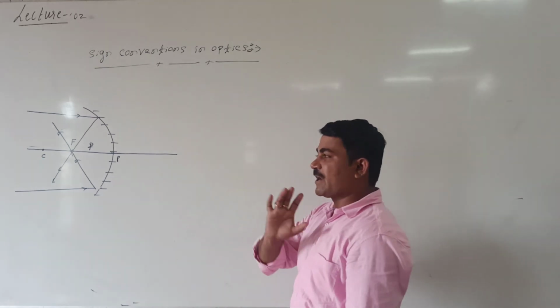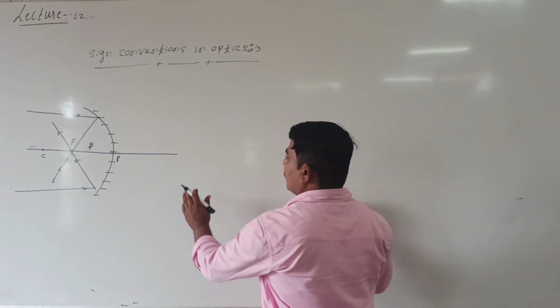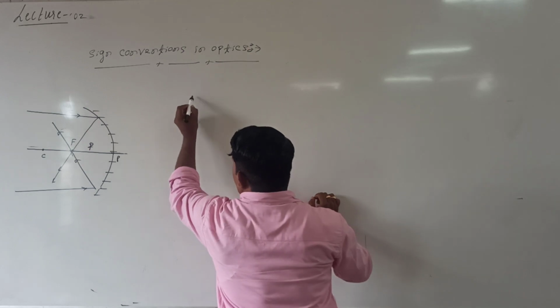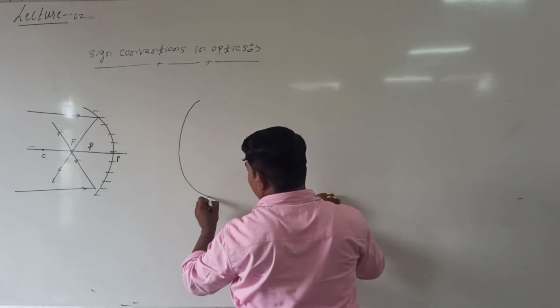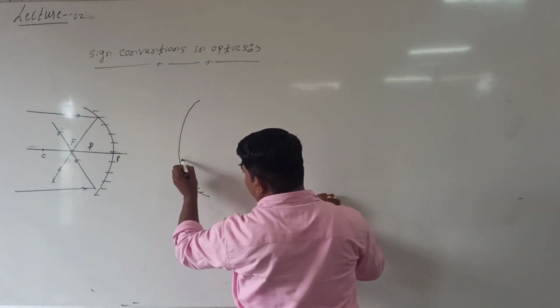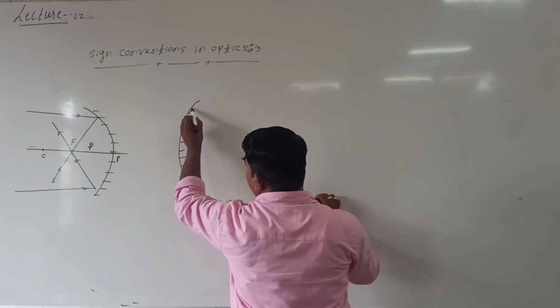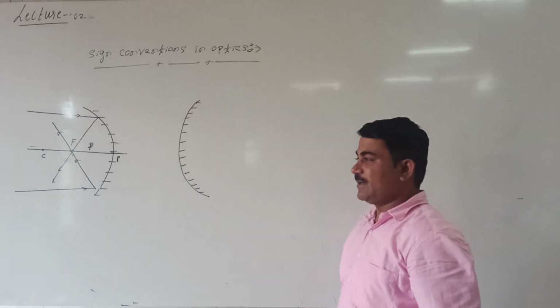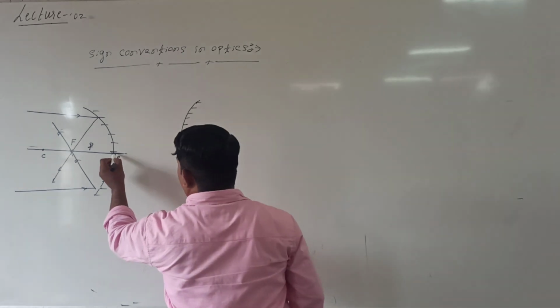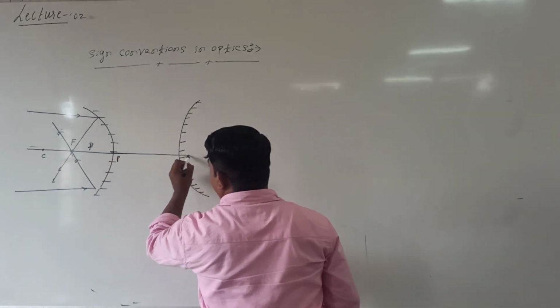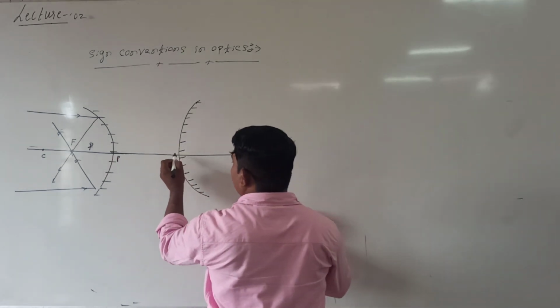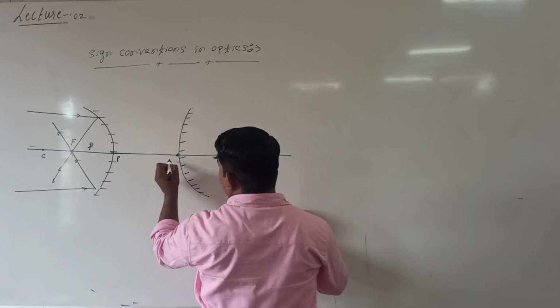Now, I will take a convex mirror. This is a convex mirror. This part, which you call silvered, is where the ray of light does not pass. I can draw this. This I can call the center of the mirror. So I can simply join this. This we call the principal axis. This we call the pole.